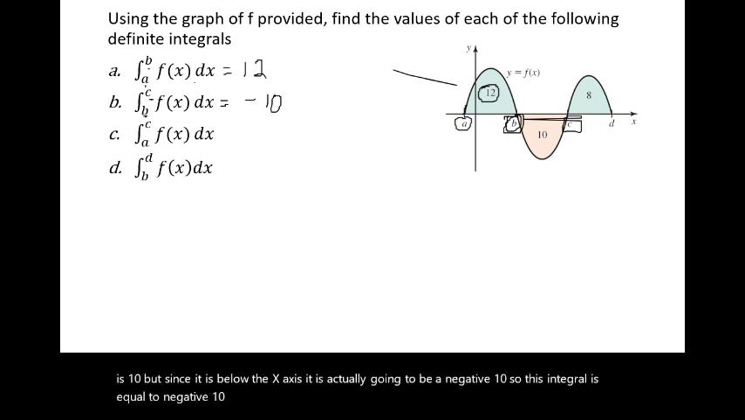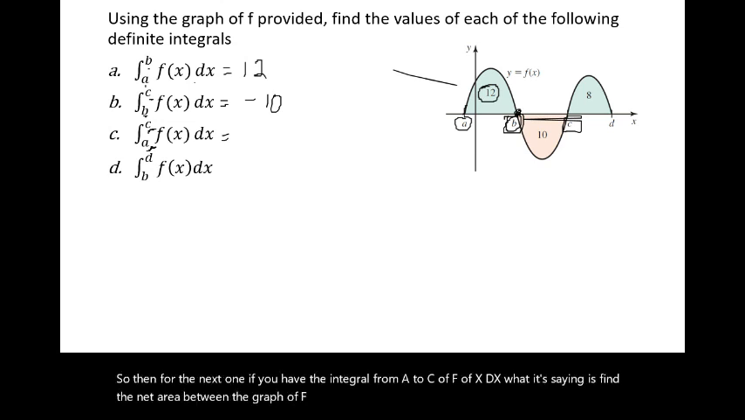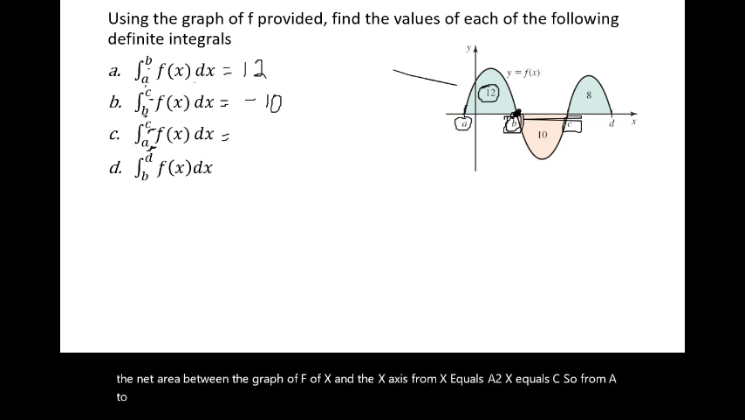Then for the next one, the integral from a to c of f of x dx, it's saying find the net area between the graph of f of x and the x-axis from x equals a to x equals c. From a to c, part of it is above the x-axis and part of it is below, and it switches here at b. Because it is a clean cut at b and there are no gaps or overlaps between these two pieces, we can simply take the integral from a to b and add to it the integral from b to c, and that will give us the integral from a to c.